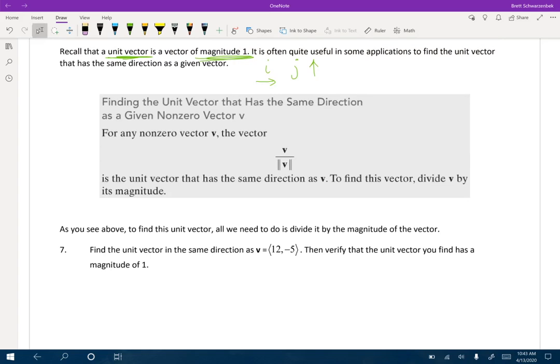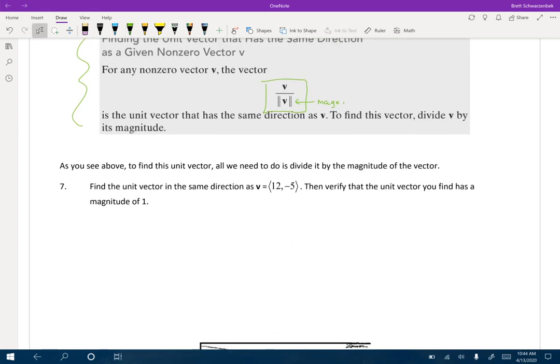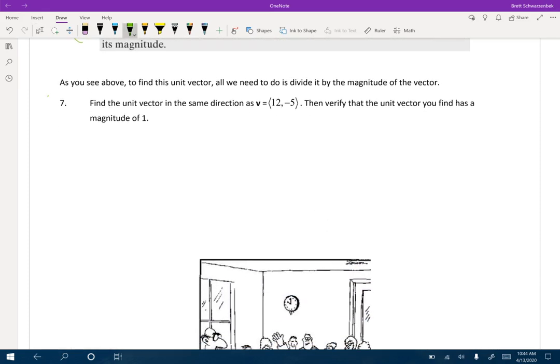So we will be calculating this, and this will be almost certainly on every single homework, lab, and exam that you get, being able to do this. And we do that using the following formula: v over, remember this is the magnitude of v. Okay, magnitude of v. So the best way to do this really is to get right into it so that you have an example to work with. It says, find the unit vector in the same direction as the vector ⟨12, −5⟩. Then verify that the unit vector you find has a magnitude of 1.